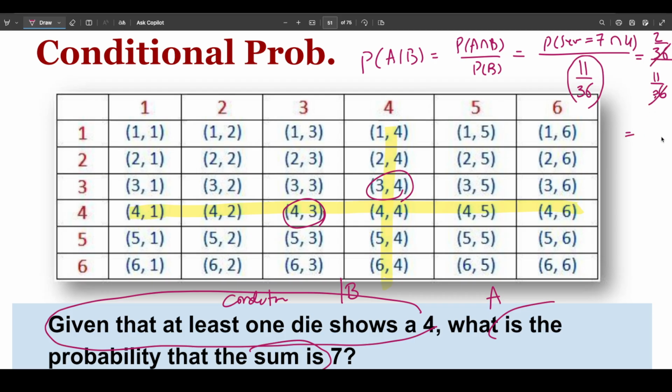36 and 36 cancel each other out, so it's going to be 2 over 11. 2 cases out of 11 cases give you the answer to this question, 2 over 11. Remember one more time that your denominator is not 36 anymore, it's 11. Okay, so this is the idea behind conditional probability.